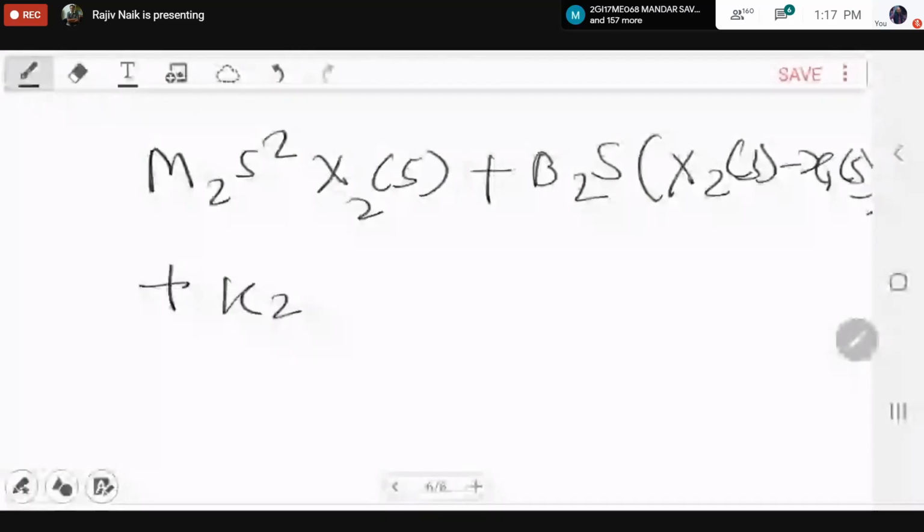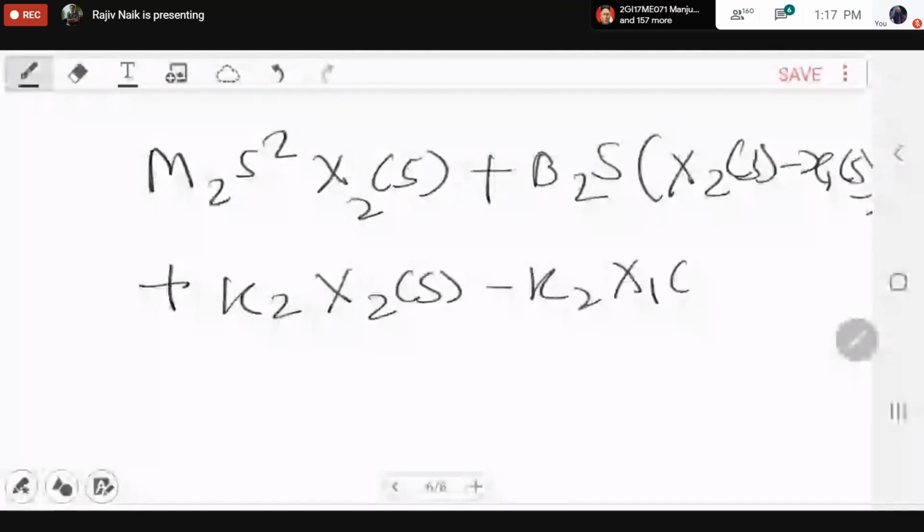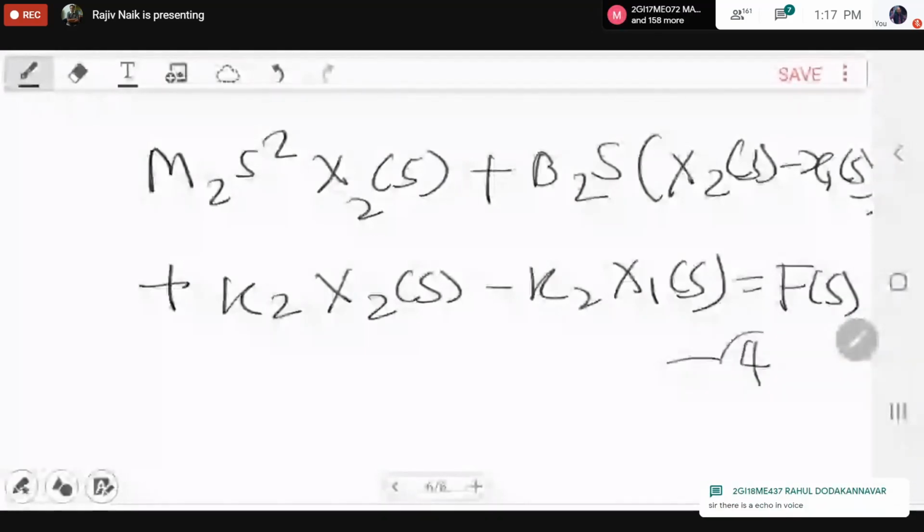Then plus k2 into x2 of s minus k2 into x1 of s. I have written it separately, and it is equal to f of t becomes f of s. This is equation number 4.